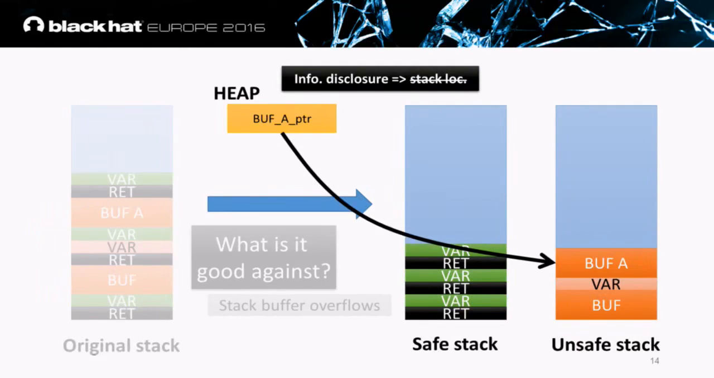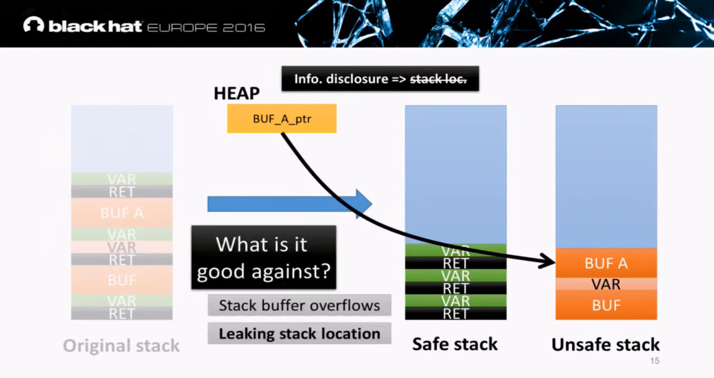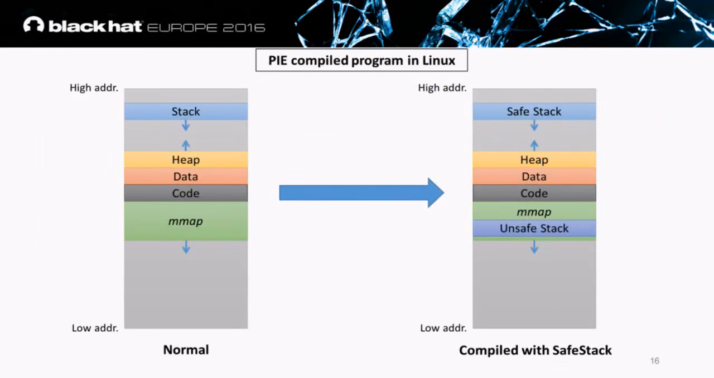So buffer A will then be moved to the unsafe stack when you apply SafeStack. The buffer A pointer will not be pointing to the stack that contains the return addresses, but it will point to the unsafe stack. So it also stops the stack location disclosure. It prevents leaking the stack location.